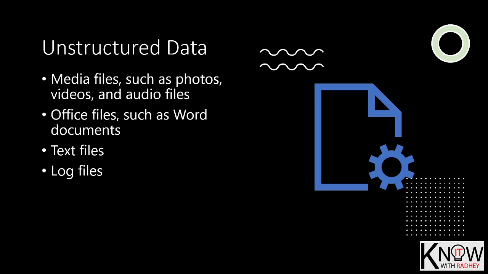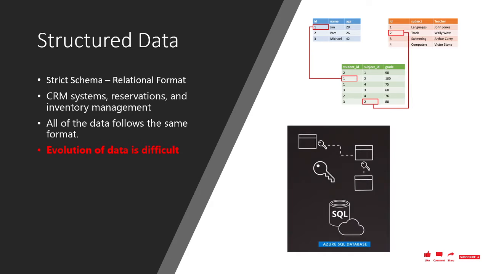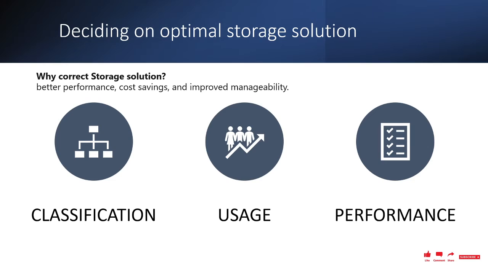So that is called unstructured data. So these are the three types of data which we need to be aware of. So let's go back to our question. Deciding an optimal storage solution, classification is very important. So for our case study of online e-commerce website, we have to classify our data.